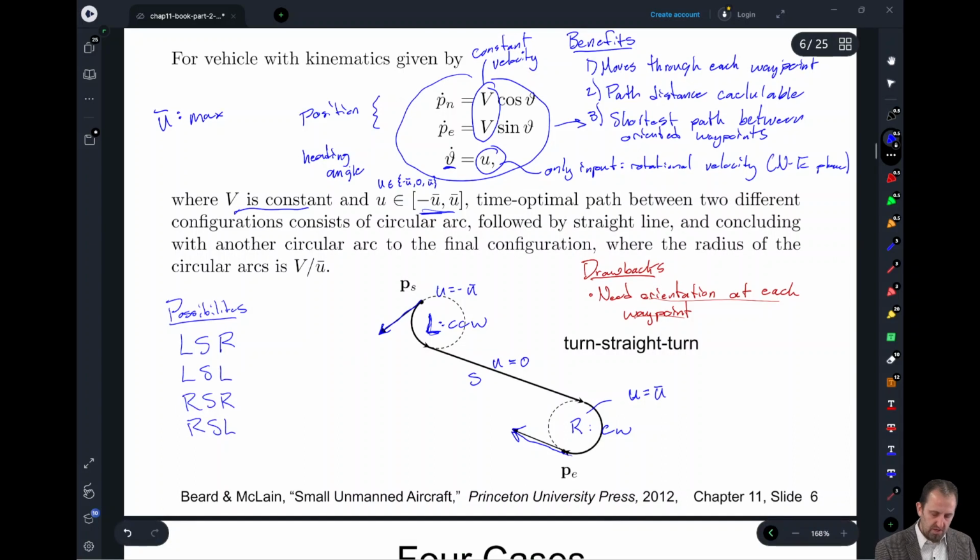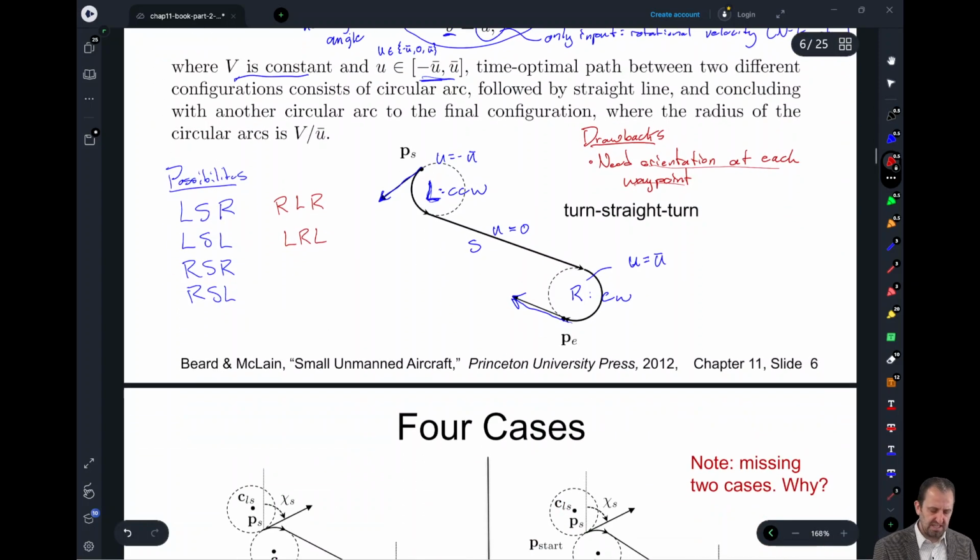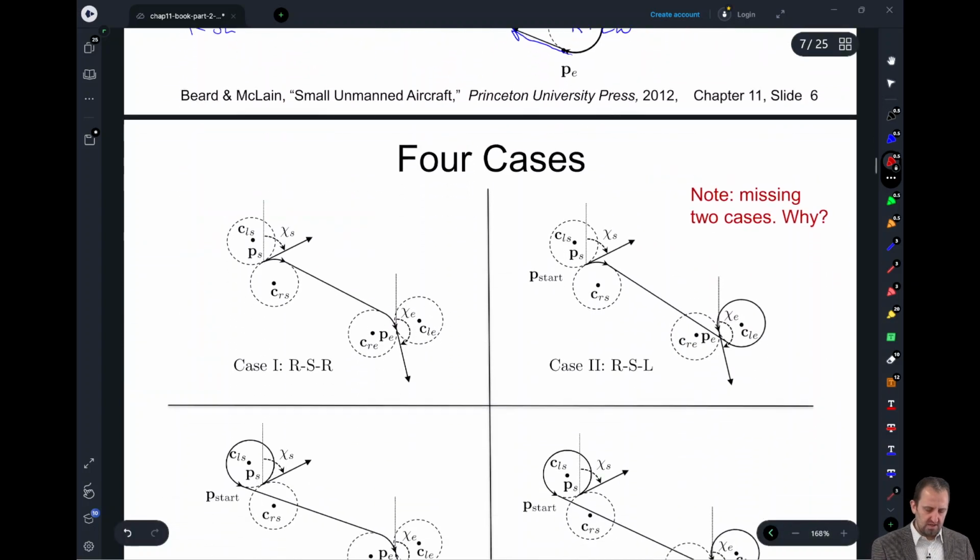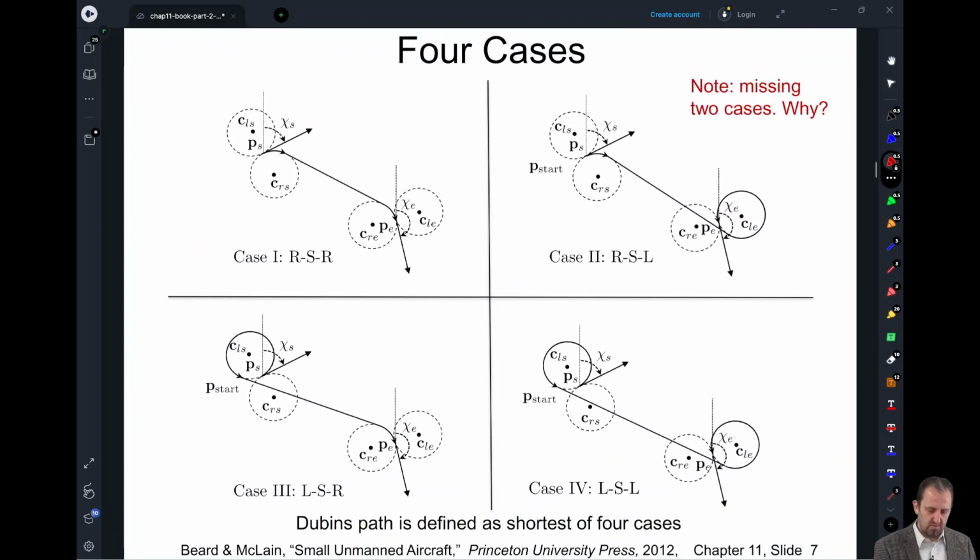The book leaves out right, left, right, and left, right, left. Okay, so we're only going to be talking about 4 of the 6 possible Dubins paths. So that's what this note here is. We're missing 2 cases. So let's talk about each one of these individually, and then we'll chat about this question of why we are missing 2 cases and why that is okay.